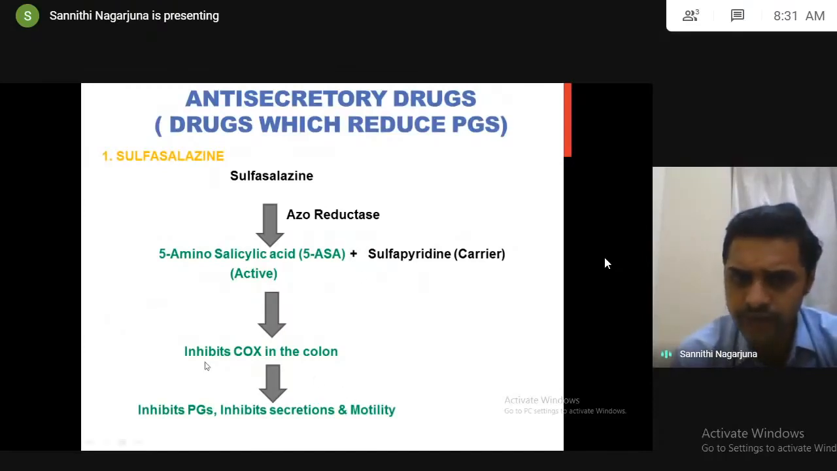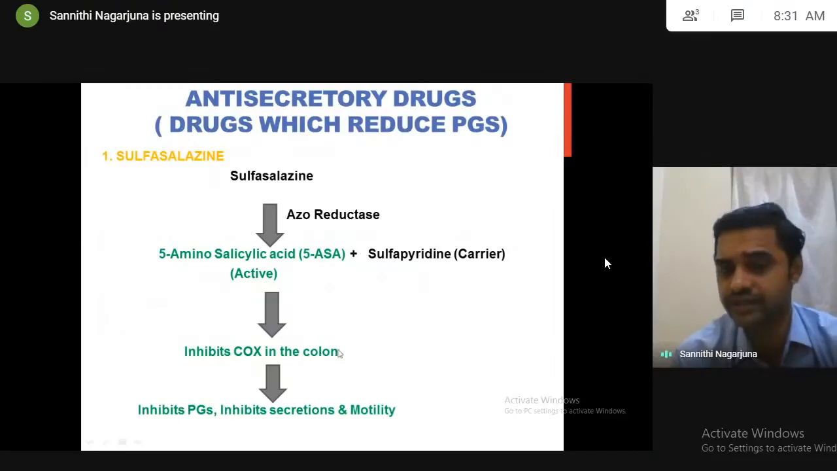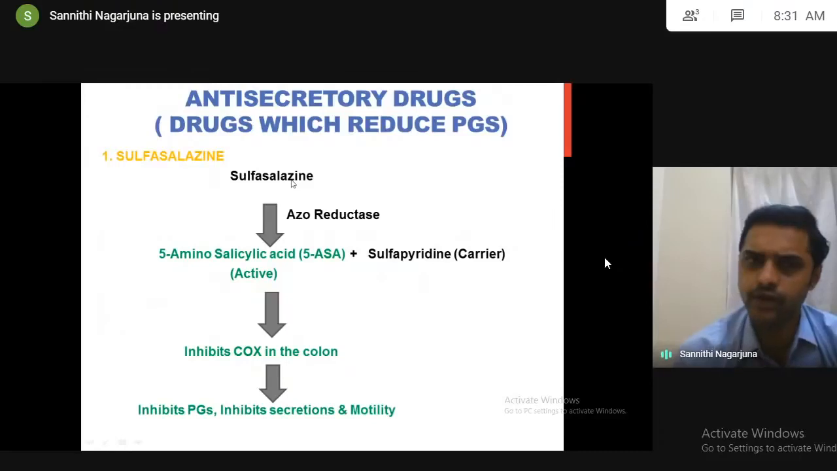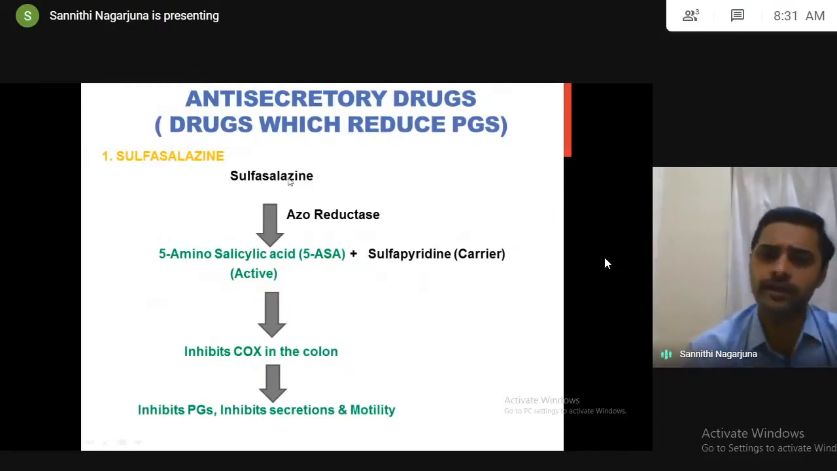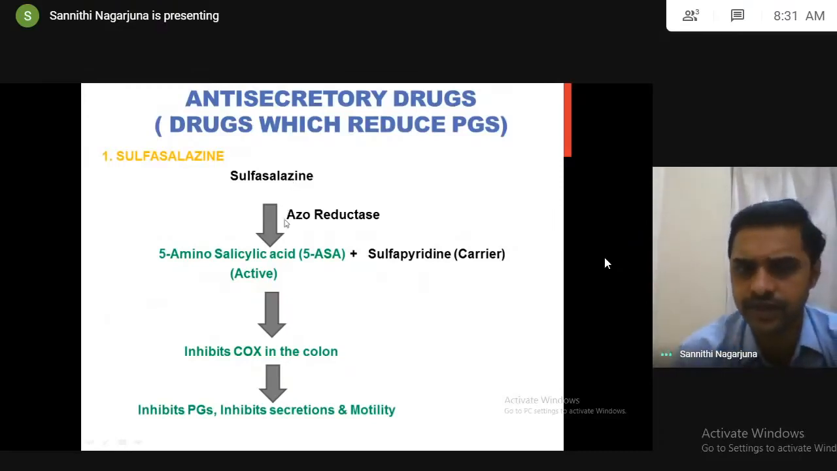But here is an important point, that it inhibits COX in the colon, large intestine. How will you get the action in the large intestine? If you take sulfasalazine, the drug is not absorbed. It is an unabsorbed drug. As I told you, all unabsorbed things will reach the large intestine. In the large intestine, we have an enzyme azoreductase that converts it to 5-aminosalicylic acid. This drug inhibits COX in the large intestine, so it inhibits secretions in the large intestine and inhibits the passage of stools.